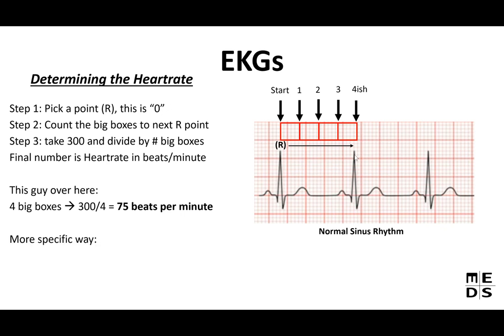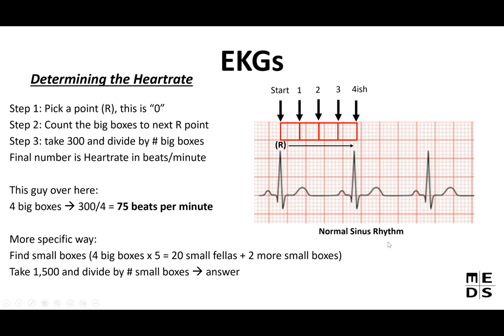So if you want to do it more specifically, you count all the little boxes. Like I said, there were 5 little boxes in 1 big box. So if you count here, you have about 1, 2, 3, 4, and a little bit in change. You're going to have 4 times 5 is 20 plus the 2 left over. So that's what I have right here. 4 big boxes times 5 is 20, plus 2 small ones. Then you take the number 1500 and divide it by all the small boxes that you just added up, and you get your answer. So in this case, it'd be 1500 divided by 22 equals 68.2 beats per minute, presto. That's how you determine the heart rate when the EKG doesn't tell you at the top or you're being asked on a test question.